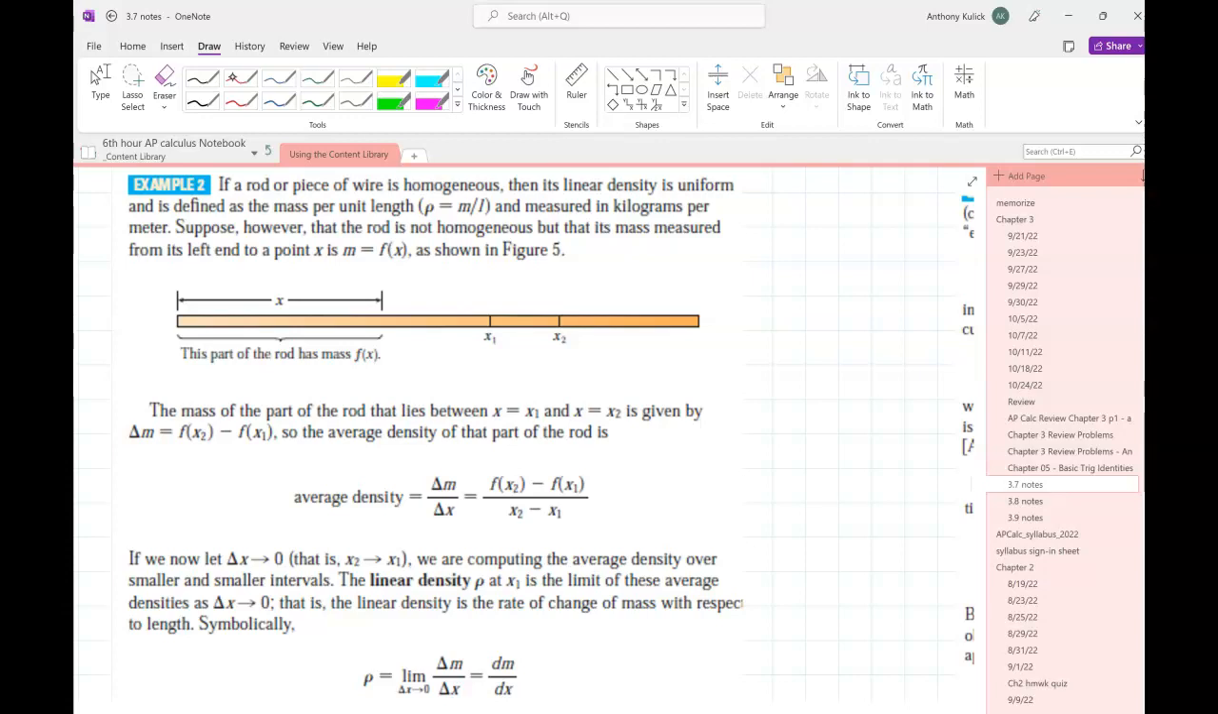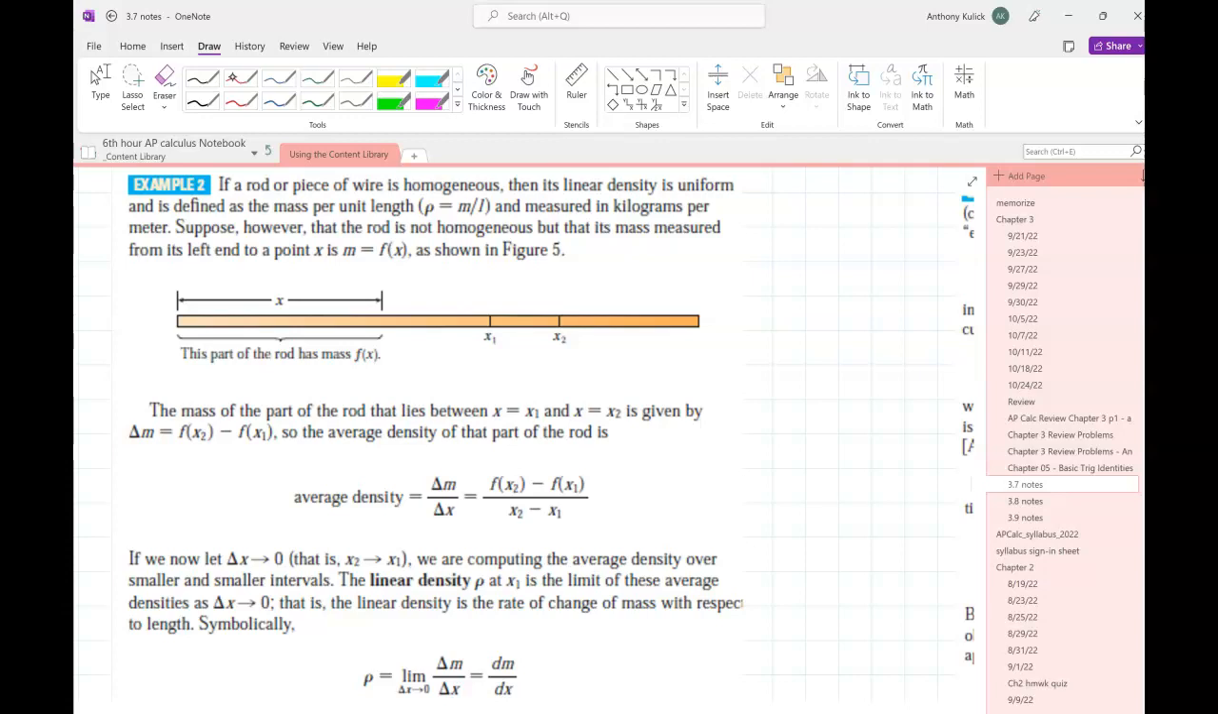Okay. Suppose, however, that the rod is not homogeneous, but that its mass is measured from its left end point to be f of x as shown in figure 5. So starting from the far left end of the rod, the length forward is a function of that length of rod. That's going to give you its mass. So it may be heavier at one end than the other, or maybe not even increasing or decreasing consistently across, right? It could just be all kinds of wackiness going on, whatever that function is.